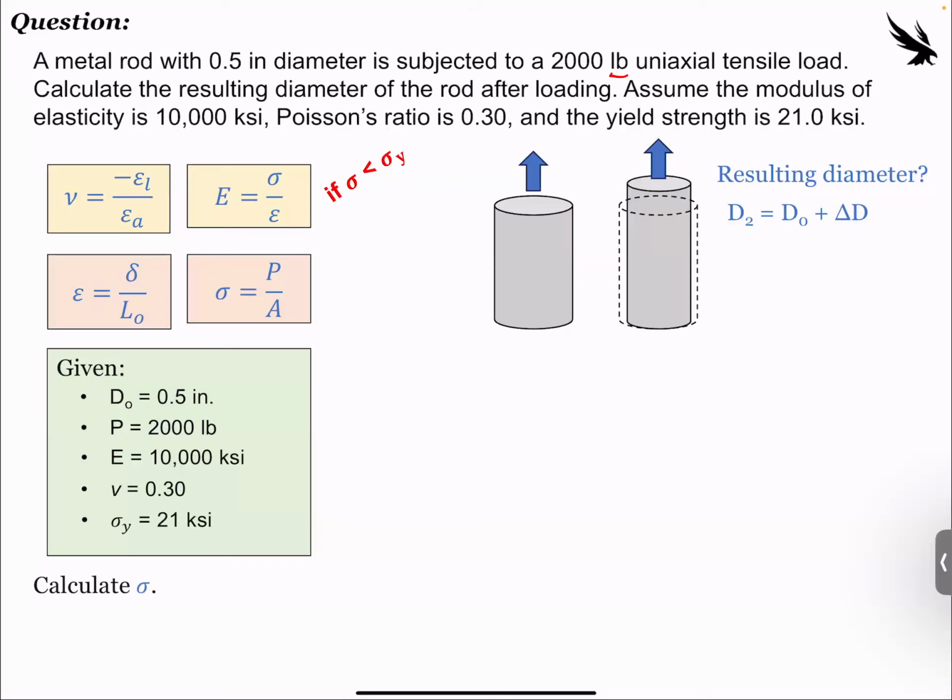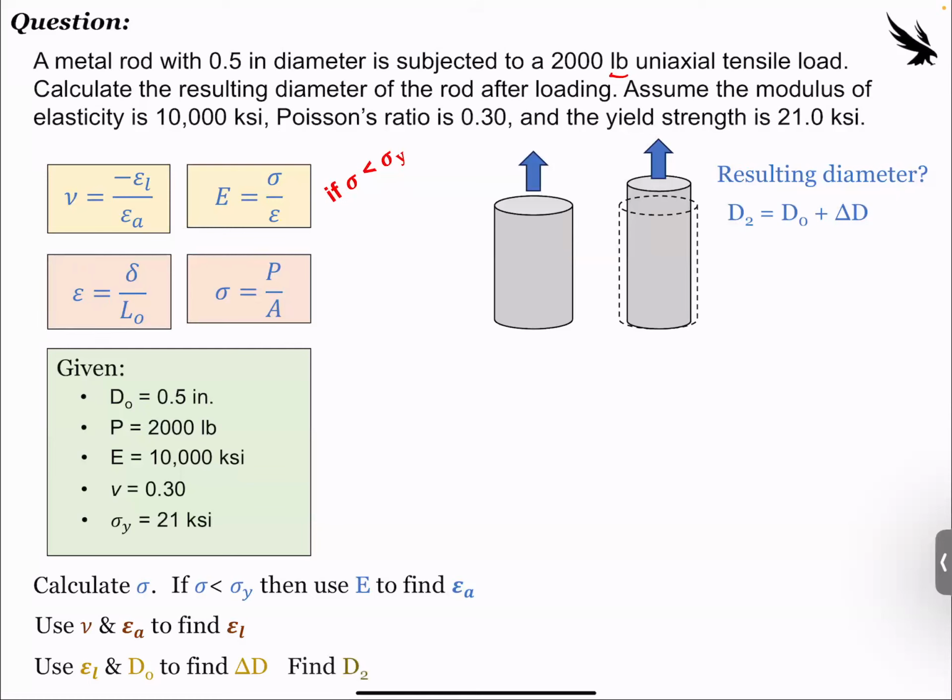So first, let's calculate the current stress from this 2,000 pounds and see if this is below our yielding stress. If it is below our yielding stress, then we can use our Young's modulus to find our axial strain. Once we find our axial strain, we can use that and our Poisson's ratio to find our lateral strain. Once we find our lateral strain, we can use that and our original diameter to find our change in diameter. And of course, after we find our change in diameter, we can find our second diameter. So let's go through that.